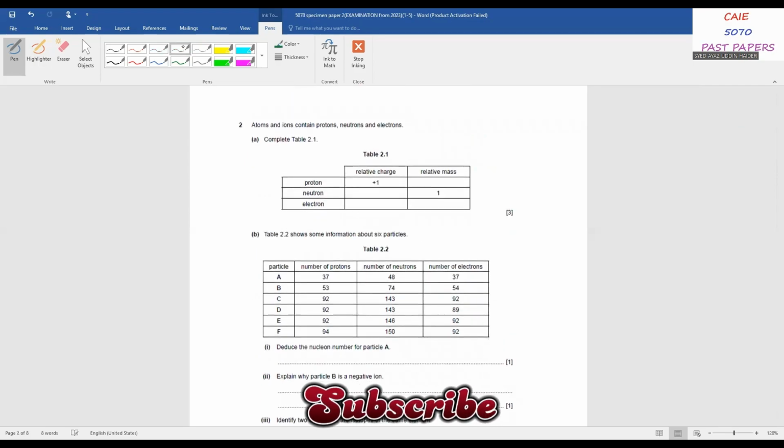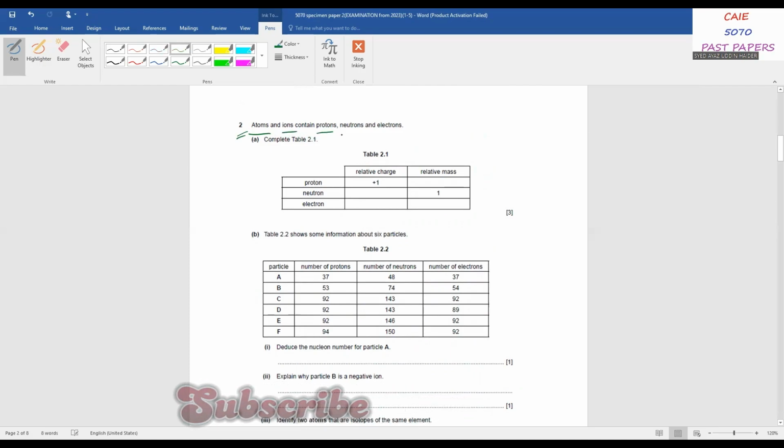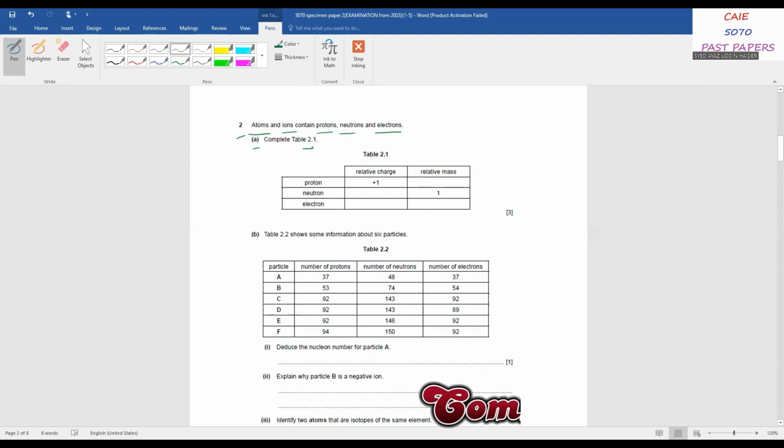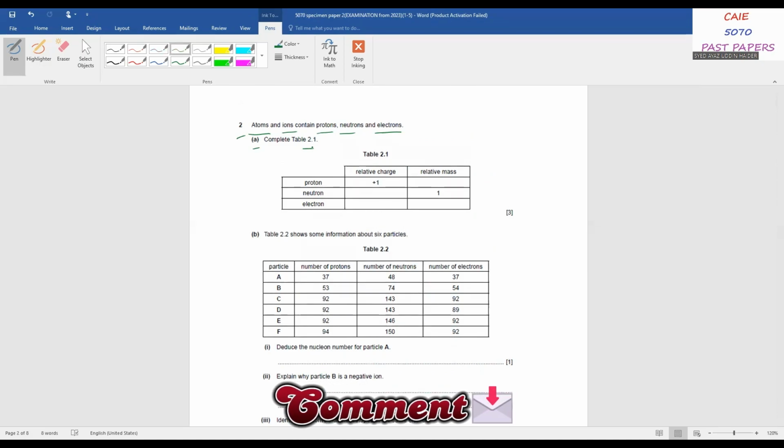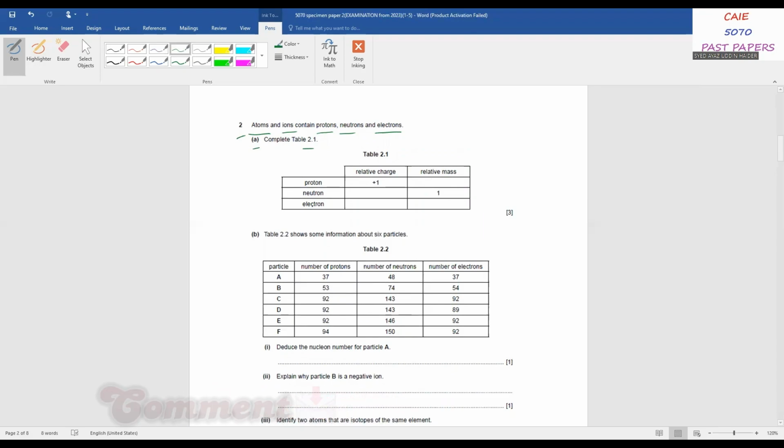Question number 2. Atoms and ions contain protons, neutrons, and electrons. Complete table 2.1. So this is the table 2.1, and there are some blanks. For instance, proton, you have to mention the mass of proton. Neutron, you have to write the charge for neutron. But for electron, you have to give the charge as well as mass of the electron. We know that proton has a mass of 1, and neutron does not carry any charge, so you write 0 here. What about the charge on electron?